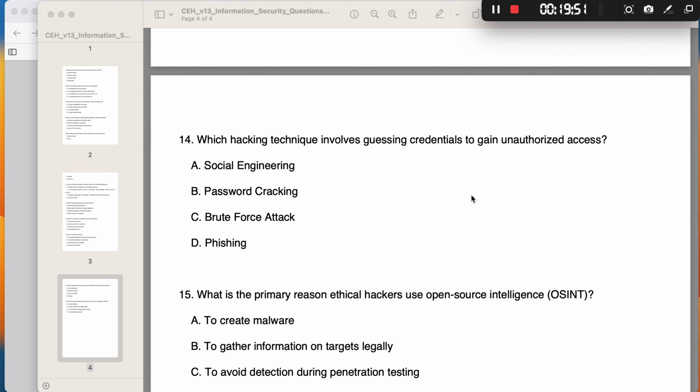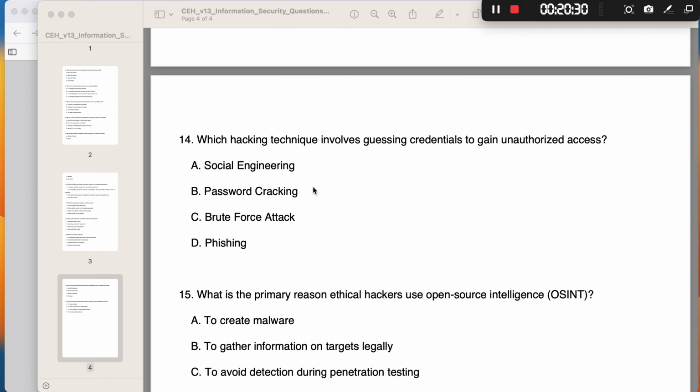Question 14. Which hacking technique involves guessing credentials to gain unauthorized access? The options are social engineering, password cracking, brute force attack, and phishing. What do you think the proper answer is? And the correct answer is C, right? Brute force attack is when you systematically try all possible combinations of the credentials to break in. So that's what you have to think about, right?